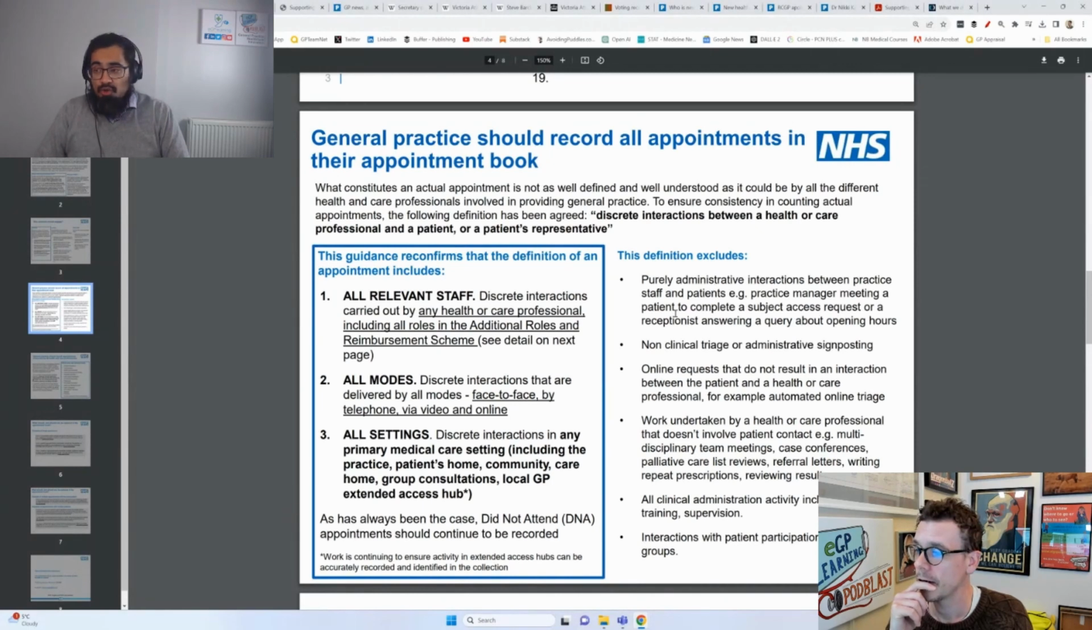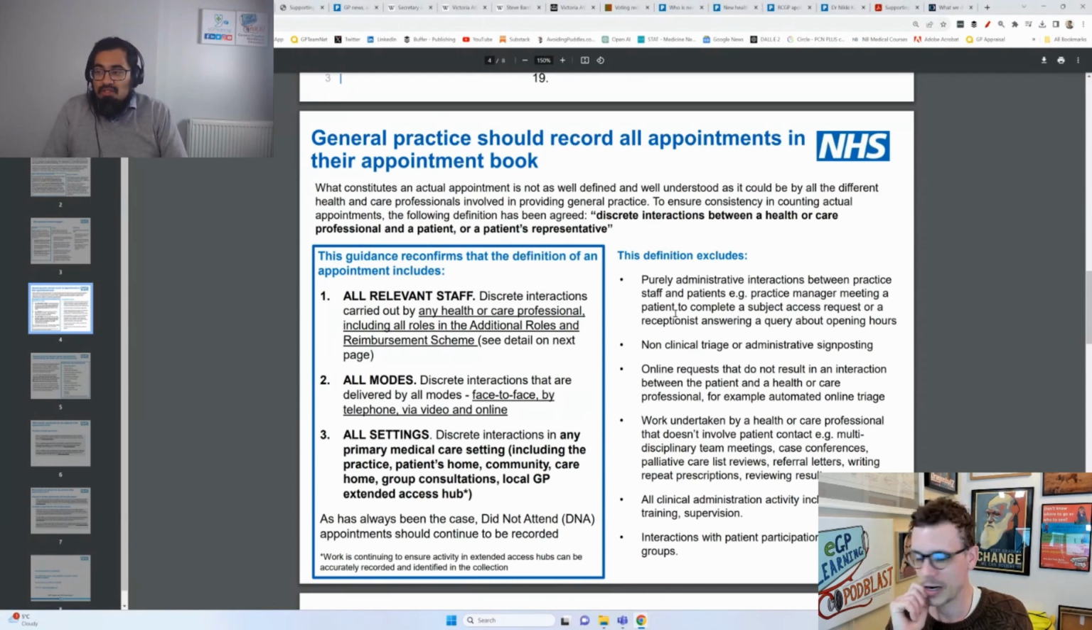Non-clinical triage or administrative signposting. So this is when you may get a request from a patient, for example, through your online consultation system, and you've signposted them to a different section to fill in a report, or maybe signposted them to a local service or something like that that's not involved in a clinical journey.